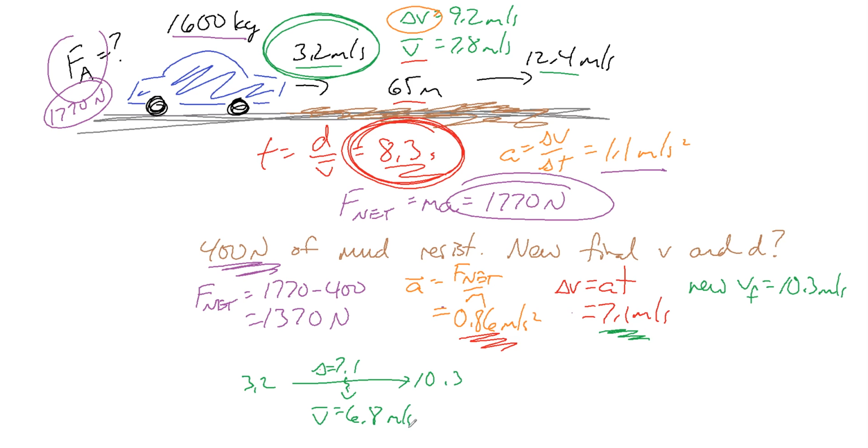So if I get, it's different green, that one right there. If I do d = v t again, so my time, again, I'm just going to keep the 8.3 for my time. I'm not going to change that. And I'm going to use my new average v of 6.8. So I'll multiply the 8.3 by the 6.8, and it gives me a distance of around 56 meters.